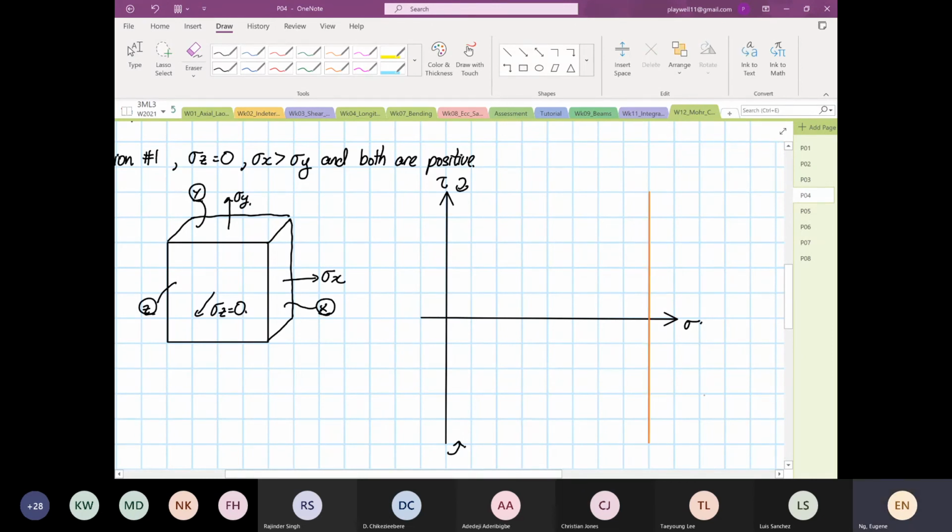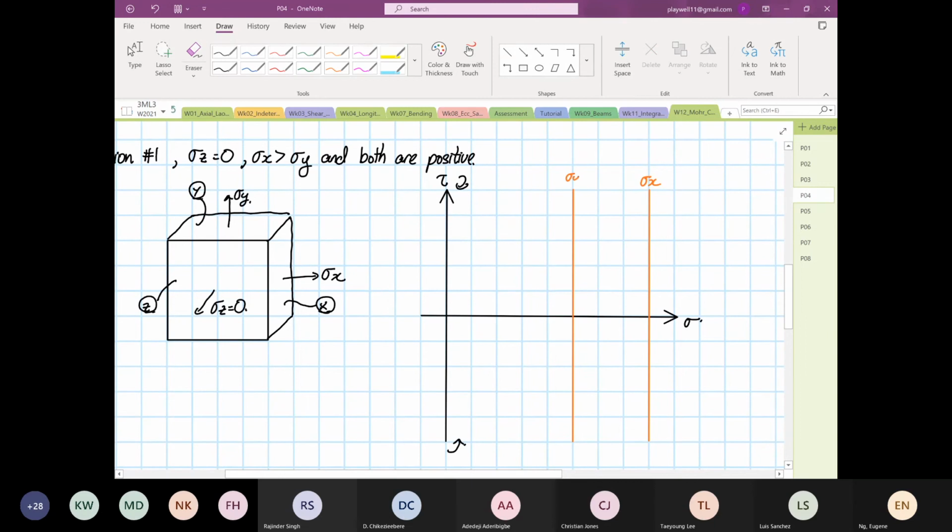Okay, so this is our stress X line. This is our stress Y line. Hold on. Yep, so this is our stress Y line. And over here, this is our stress Z line. So we know that this is our X, and this is our Y, and this is our Z.